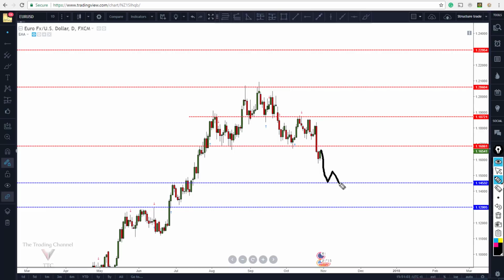And if we get down all the way to this level, we'll be looking for a counter trend long opportunity from that zone. Below that, we're going to be looking at the 1.1299 level, right around the 113 even handle, for our next counter trend long opportunity out of the euro dollar. So those are the things we're paying attention to here on this pair.